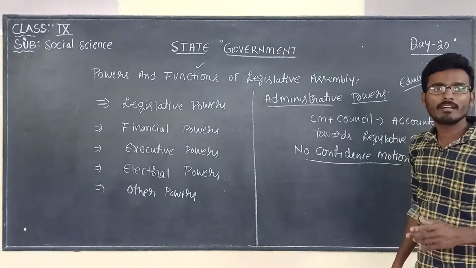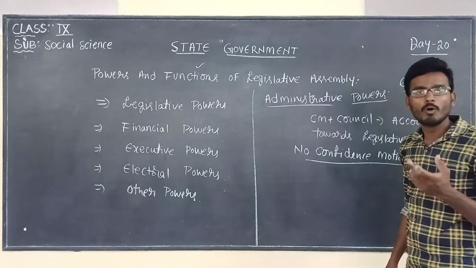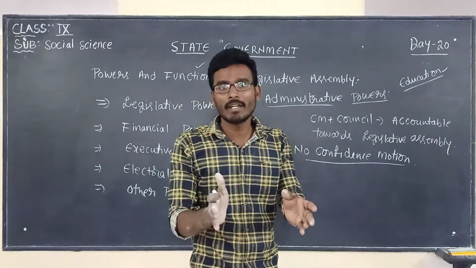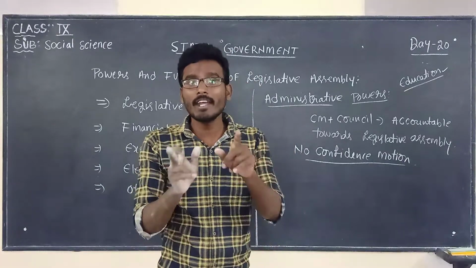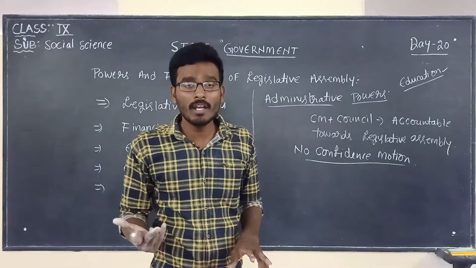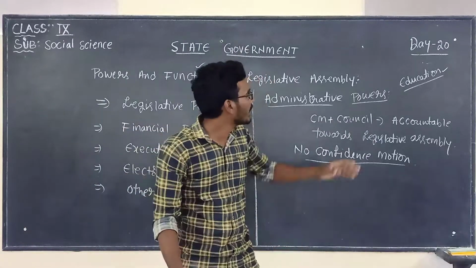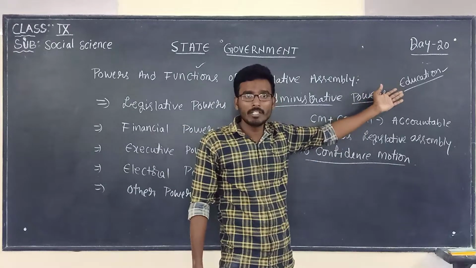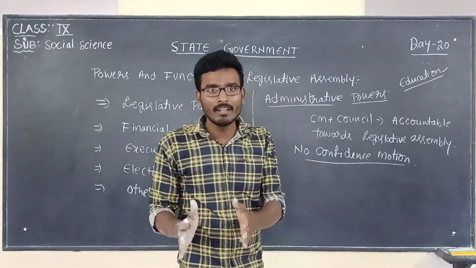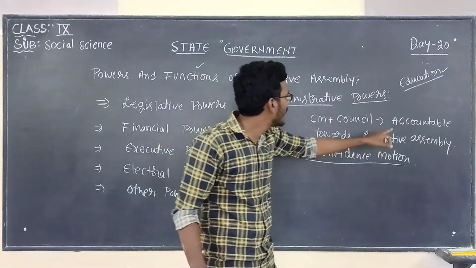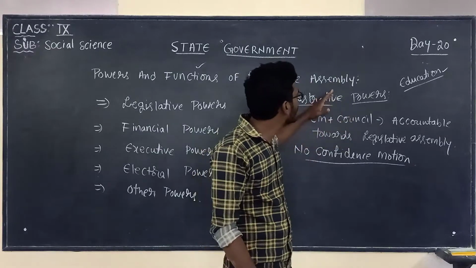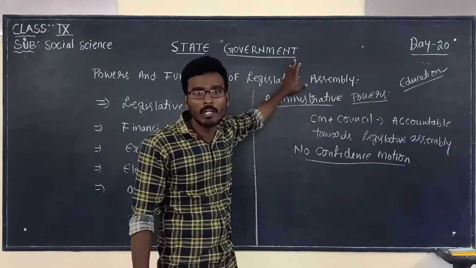In the same manner, Home Minister will be there. So Home Minister is responsible to maintain law and order in the particular state government. That is their individual responsibility. Then what is collective responsibility? All the ministers, including Education Minister, Financial Minister, Health Minister, Home Minister, they are all combinedly responsible towards the legislative assembly. That is known as the administrative powers of a legislative assembly.